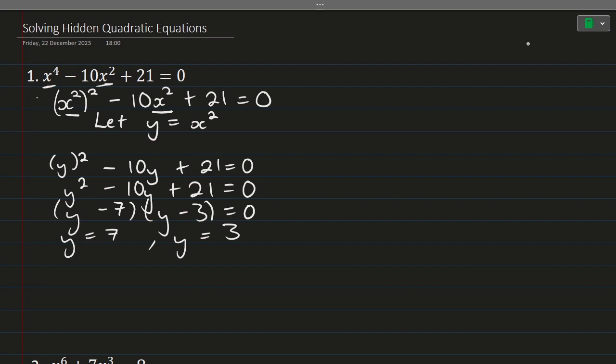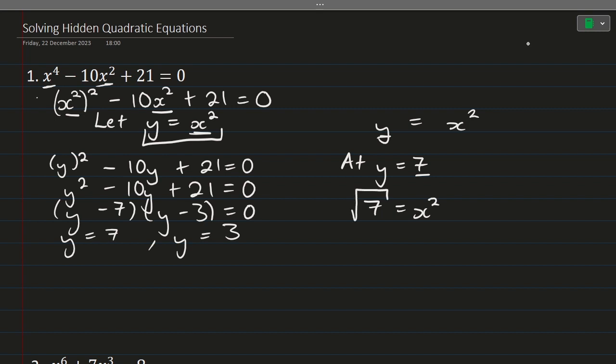Now remember that our original equation is in terms of x. We have to use this equation to get our answers in terms of x. So y is equal to x squared. Now let's look at when y is 7. Substitute y with 7. It becomes 7 is equal to x squared. And remember, we want x, so we will take the square root of both sides, plus or minus. So you get x is equal to plus or minus the square root of 7.